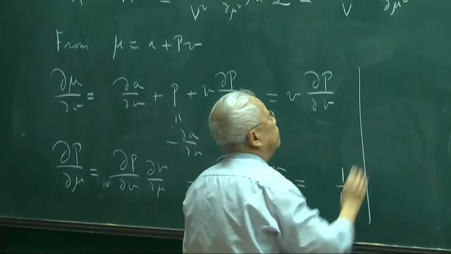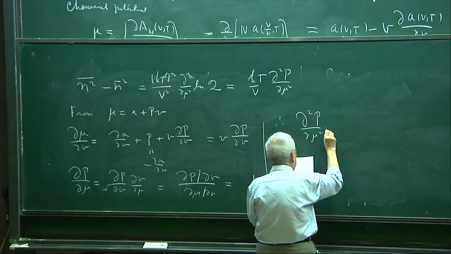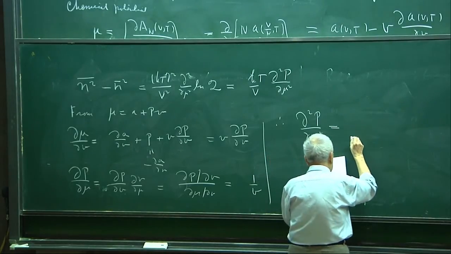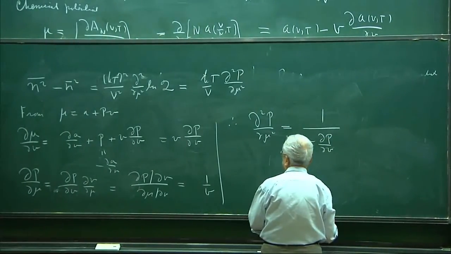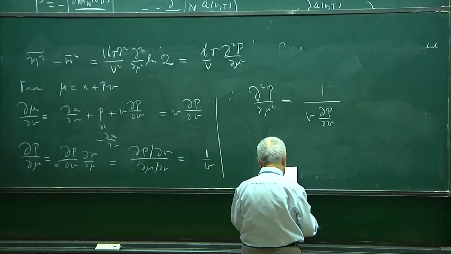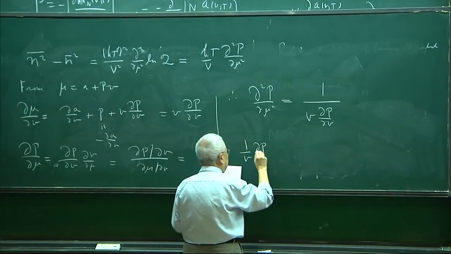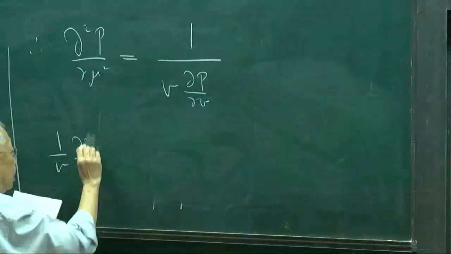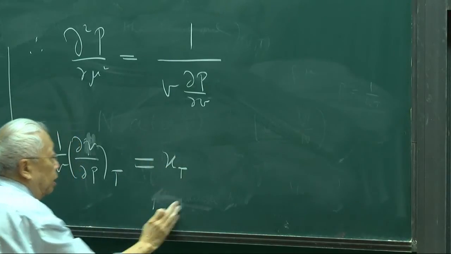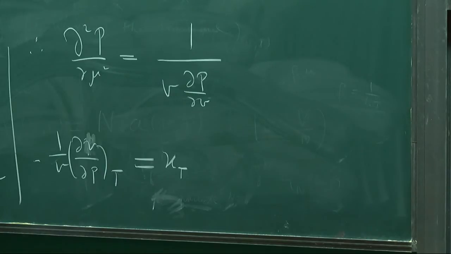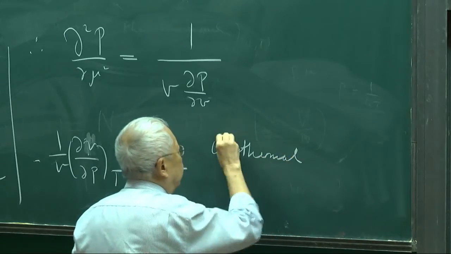And therefore, this derivative which we want is equal to 1 over V dP dV. Just putting everything together. Now, this 1 over V dV dP at constant temperature, with a minus sign, is defined as the isothermal compressibility. And it's measurable.